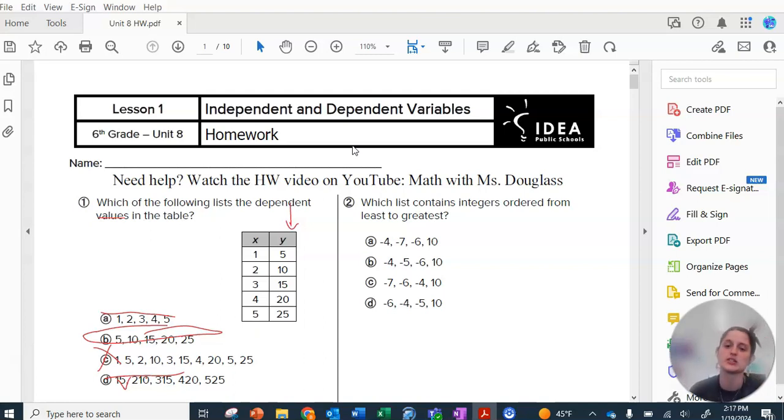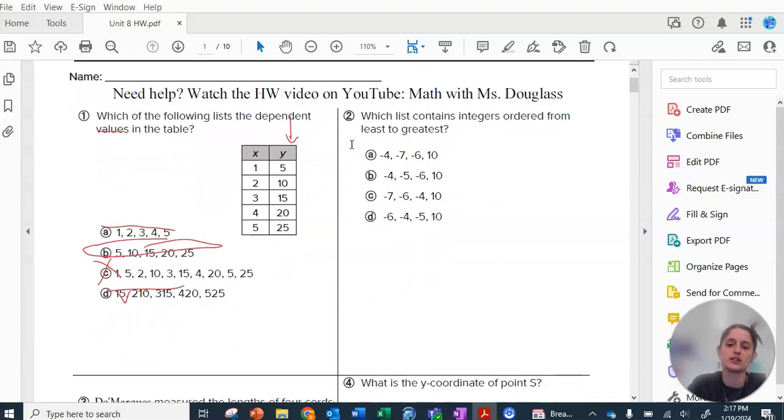Which list contains integers ordered from least to greatest? Starting to get to the point in the year where we're not just talking on our homework about things we learned in class, we're always reviewing things that will end up on our STAR test. So least to greatest, when you're talking integers, the most negative, like the worst thing you could have to pay, is the least, and the most positive is the greatest.